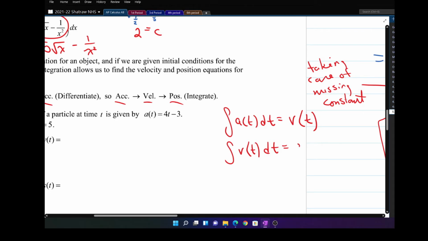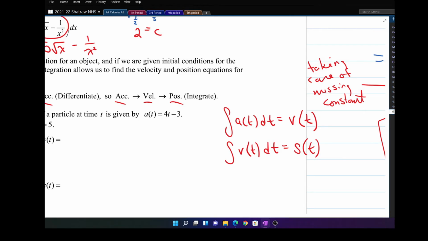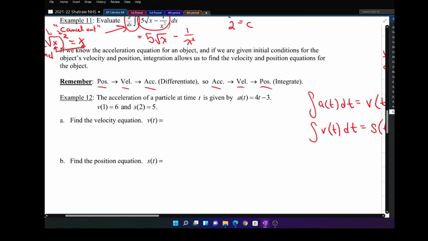What are we using for position? S? Here we go. Okay? So the integral of acceleration gives me velocity. The integral of velocity gives me position, and I'm a happy camper now. So if he told you what the acceleration was, then find that velocity equation.